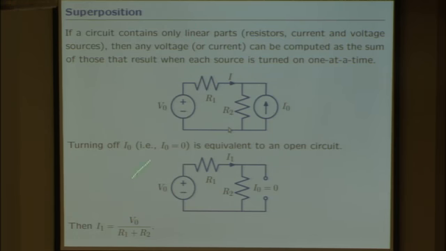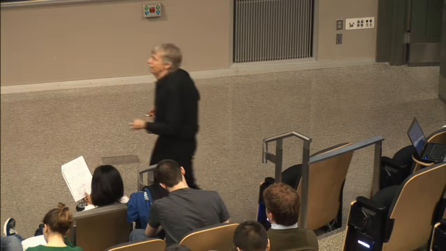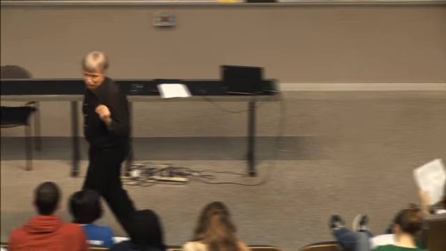So the answer I1, the first component of the current I, would be V0, the result of the voltage source, divided by the sum of R1 and R2. Now, that's not the whole answer. That would be the whole answer if I0 weren't there. So now I have to worry about the other case. What if only I0 were there?